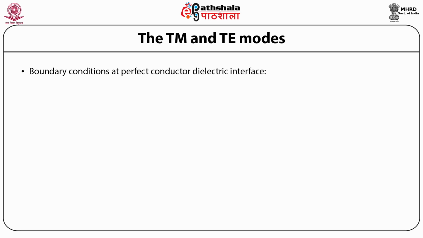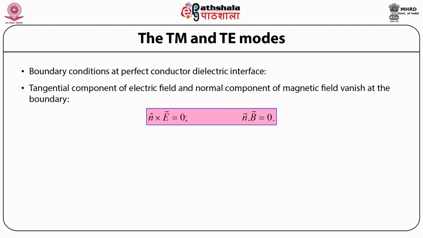Now looking at the boundary conditions at the boundary of the perfect conductor with the dielectric medium, we know that at the boundary, the tangential component of the electric field should go to 0, while the normal component of the magnetic field should go to 0. That is, at the interface of the conductor and the dielectric, both the tangential component of the electric field as well as the normal component of the magnetic field are continuous. This condition basically gives us that the cross product of the normal unit vector with the electric field is equal to 0, while the dot product of the normal unit vector with the magnetic field induction vector is equal to 0.